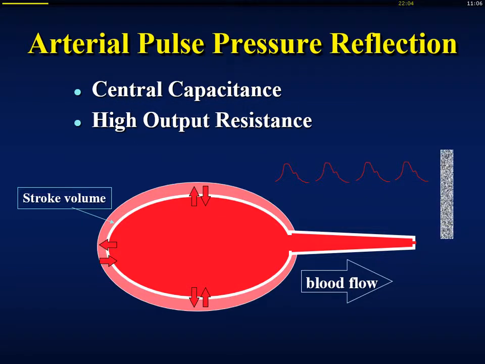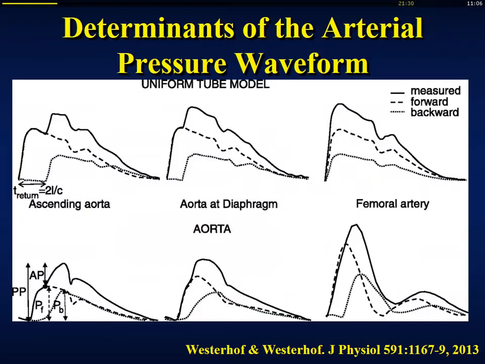However, it then impacts upon bifurcations and the periphery and develops reflected waves. And these reflected waves come back like this. And that results in a summation of the two. So in the periphery, the pulse pressure is actually higher and the systolic pressure is much higher. And since the waves are coming slightly later relative to the ejection, the actual shape of the arterial pulse pressure and systolic pressure becomes different depending on where you are in the arterial tree.